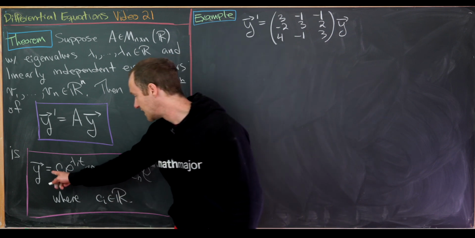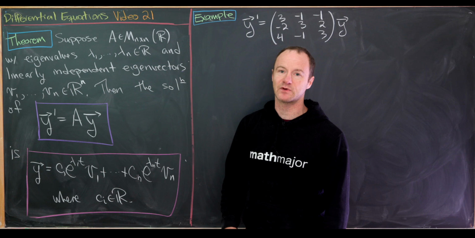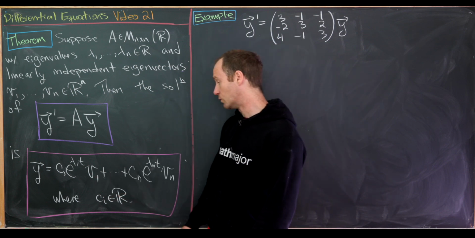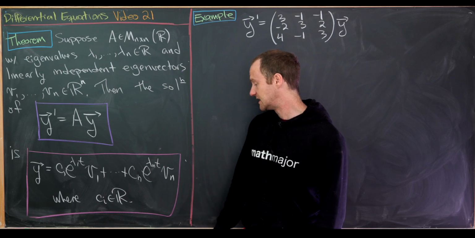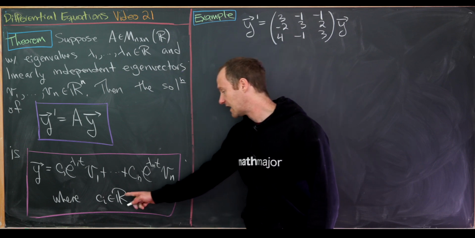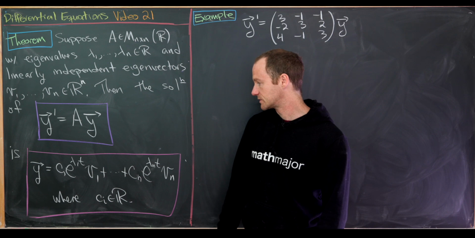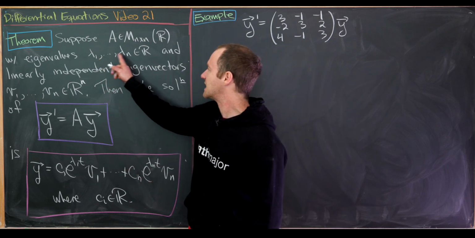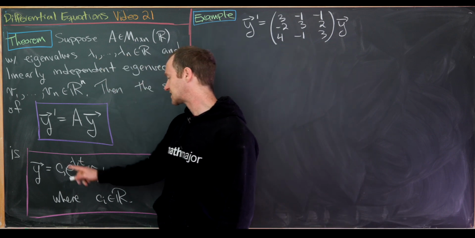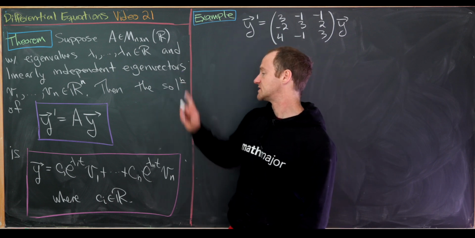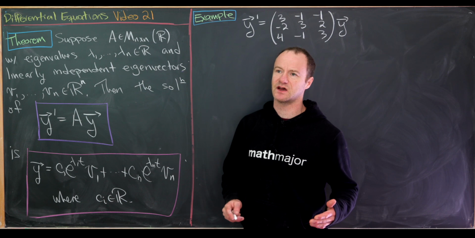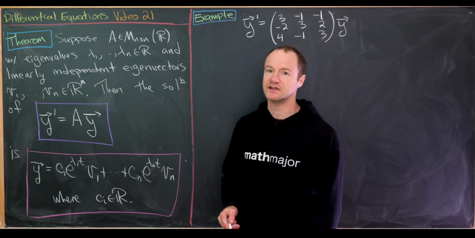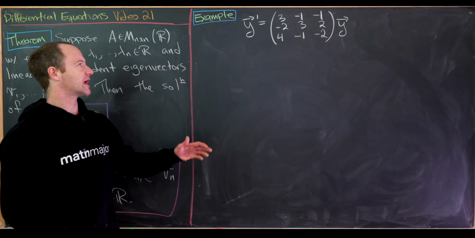We've got y is equal to c1 e to the lambda 1 t times v1, added up to cn e to the lambda n t times vn, and these ci's are real numbers. Let's notice that the eigenvalues end up in the exponential function, whereas the eigenvectors are like the directions with which these exponential functions are pointing, if you will. Okay, so now let's look at our example.